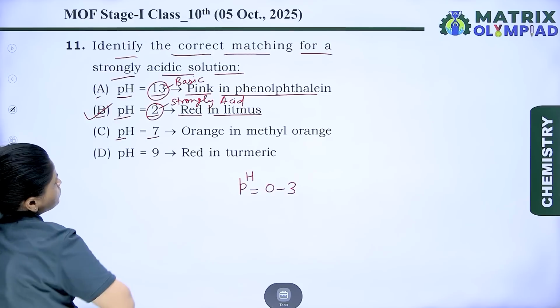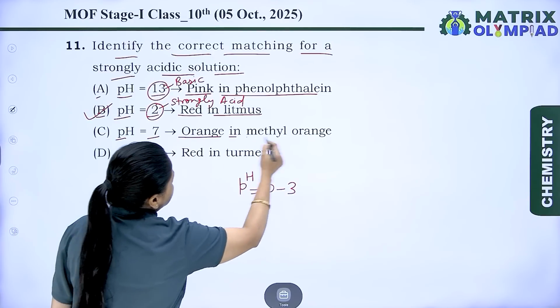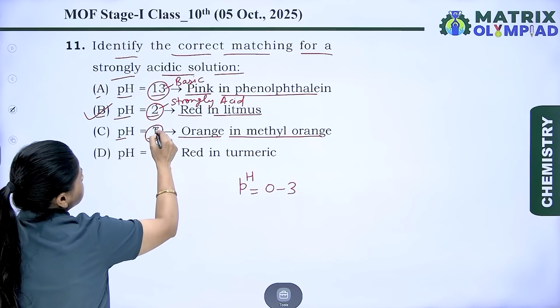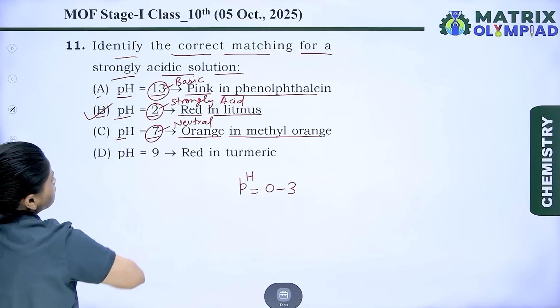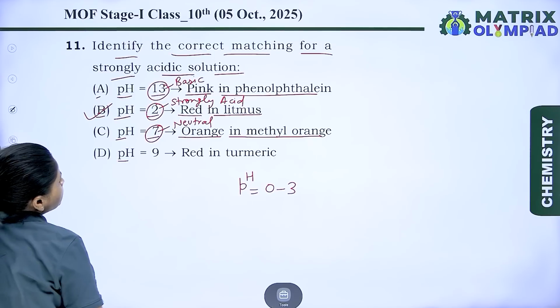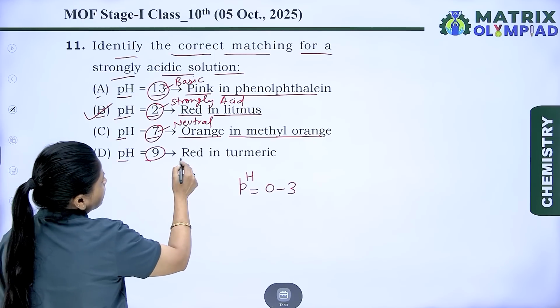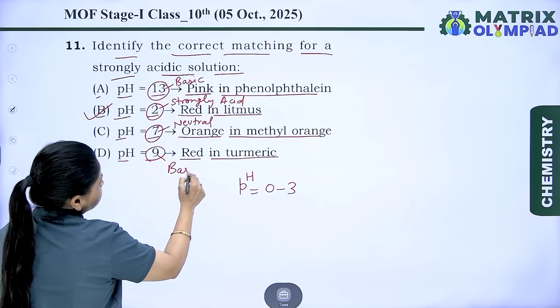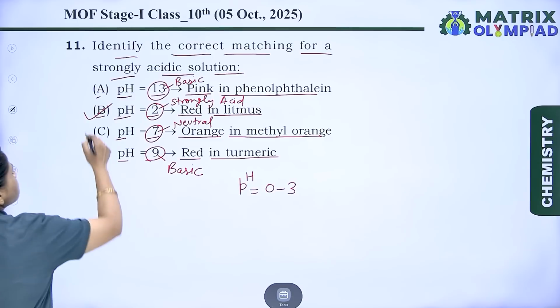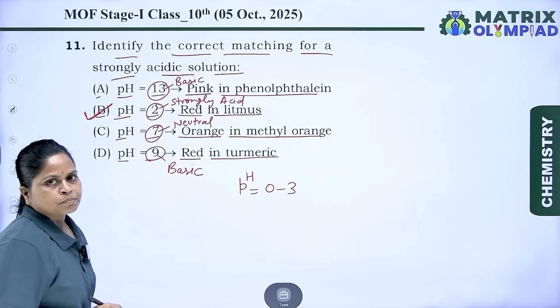Option C, pH equal to 7 gives orange in methyl orange, and this is for a neutral medium. So it is not the correct option. D, pH equal to 9 gives red in turmeric, and this is true for a basic solution. So the correct option is B.